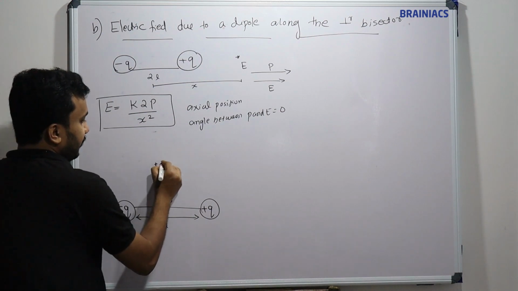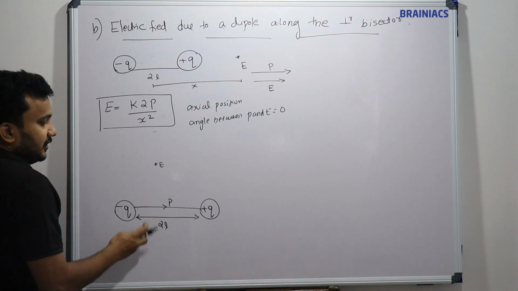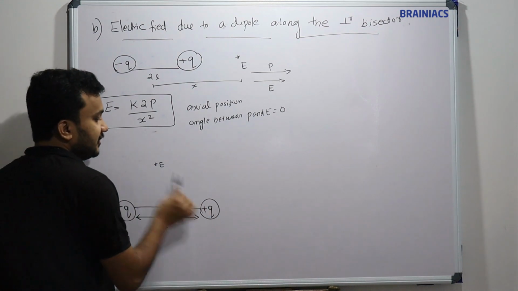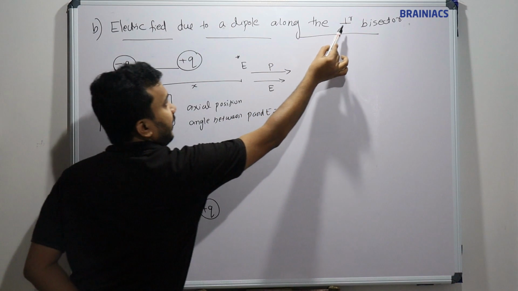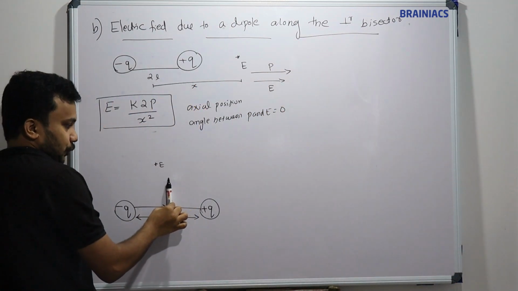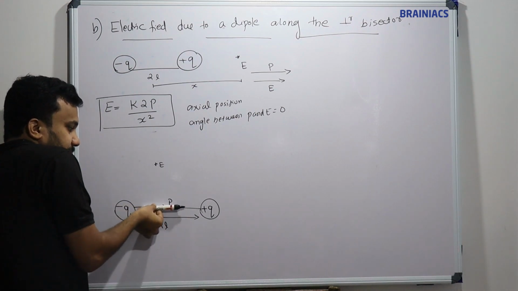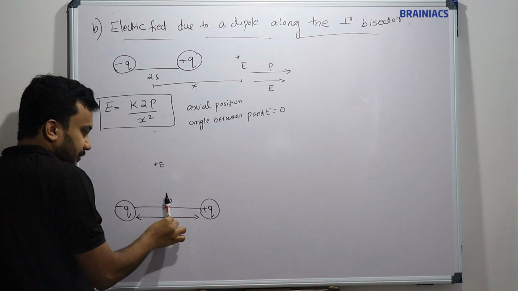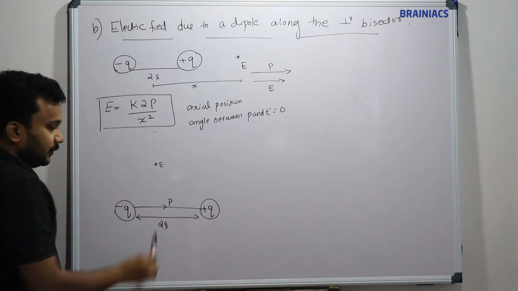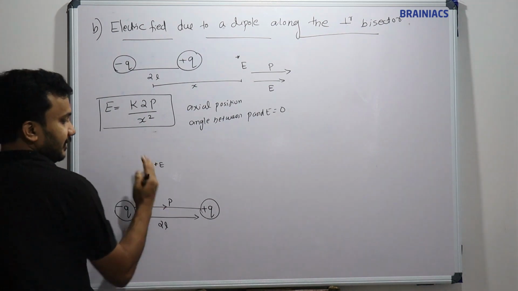Here we are going to find the electric field intensity. This is the line P. I am cutting these two charges perpendicular, so this line P cuts perpendicular. Bisector means exactly at the center. So we have cut this line exactly at the center like this.